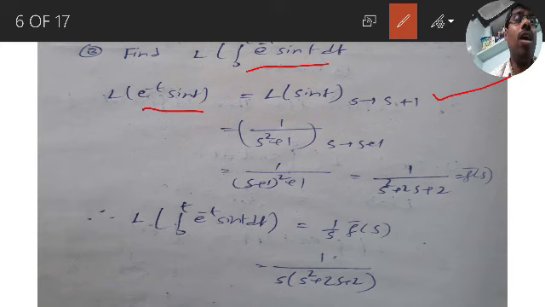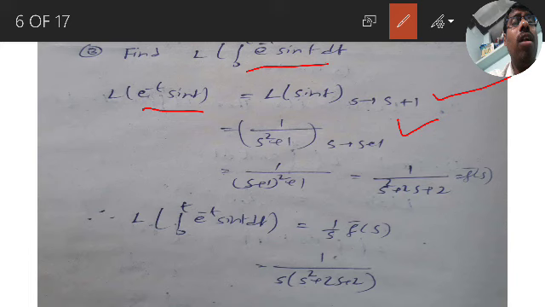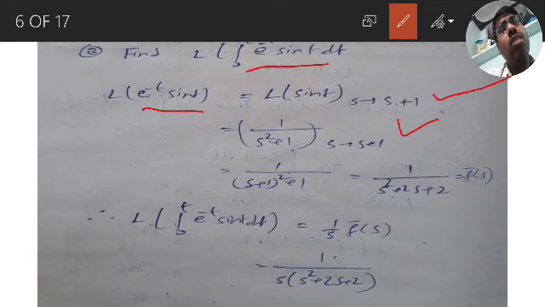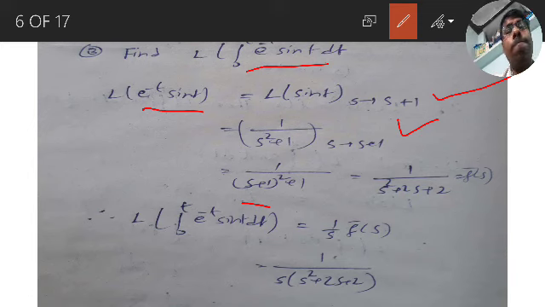Replace s by s plus 1. Are you getting? L of sin t is 1 by (s square plus 1), where s is replaced by s plus 1. By using the formula, L of sin t is 1 by (s square plus 1). Replace s by s plus 1. So in place of s, you have to substitute s plus 1. So what you get? 1 by ((s plus 1) whole square plus 1).